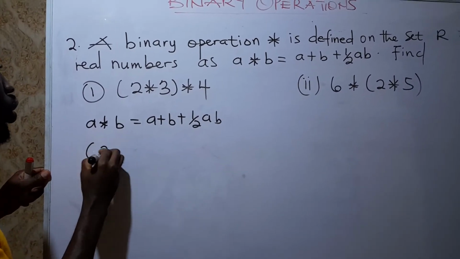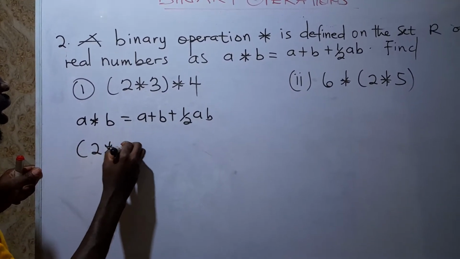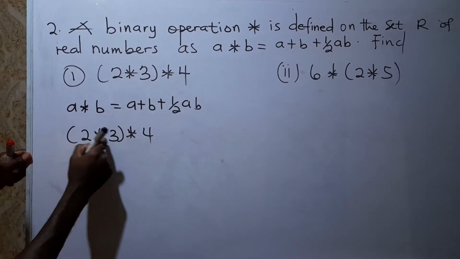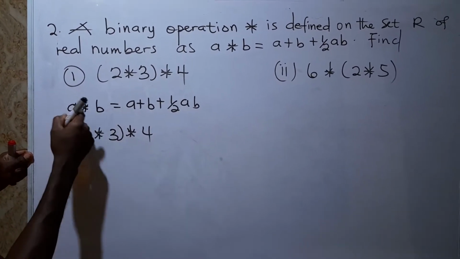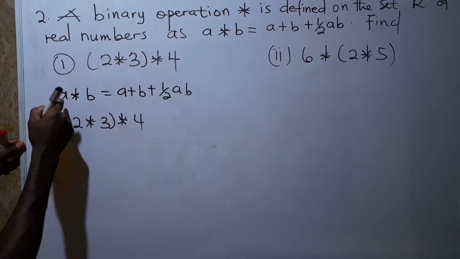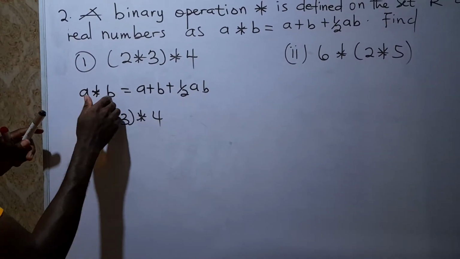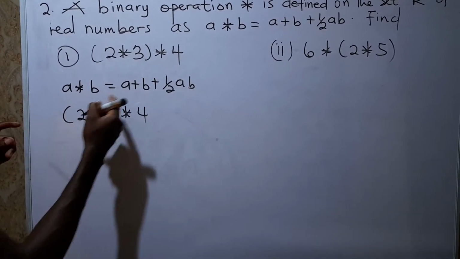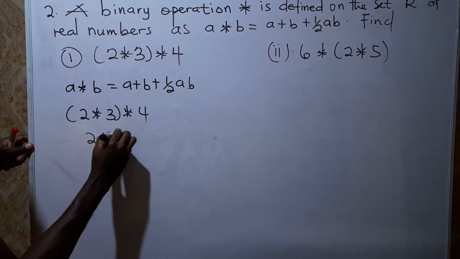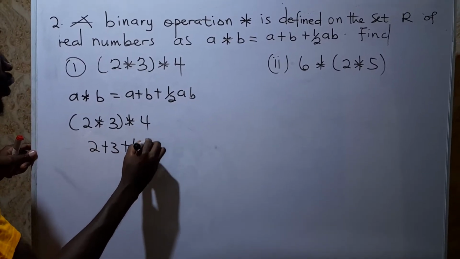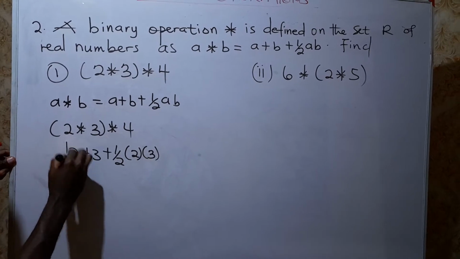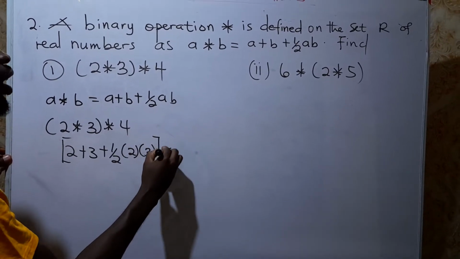So we can say our 2 star 3 star 4. So we can find 2 star 3 first. 2 star 3 means A is equal to 2 and B is 3. So any place we see A, we substitute 2. Any place we see B, we substitute 3. Then we can say 2 star 3 will be 2 plus 3 plus half times 2 times 3, in brackets, star 4.